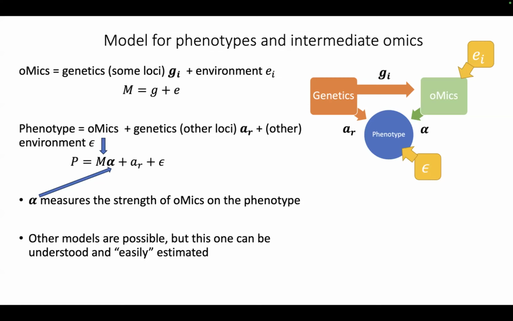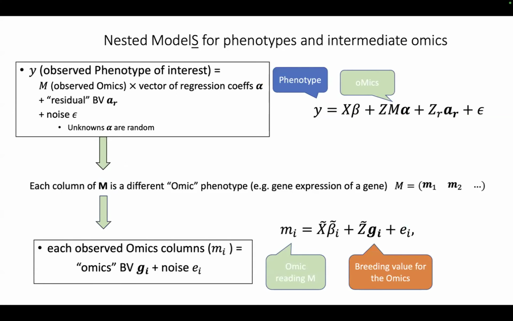So this alpha coefficient just measures the strength of association of omics on the phenotype. You have a reading for some RNA-seq for some gene, but in that particular trait, it's not doing anything. So you just have a 0 in this alpha. So this is actually a quite simple model, but it's reasonably easy, in our opinion, to understand, and it can be estimated. So you translate this into linear models.